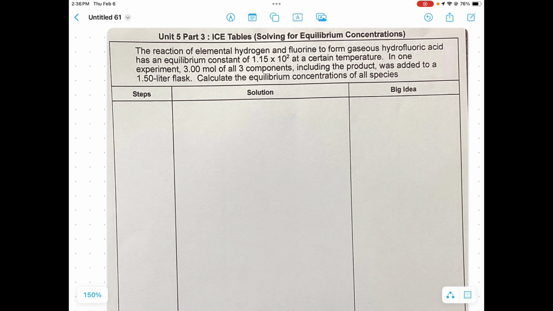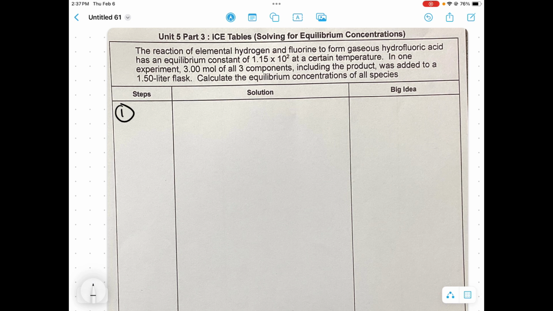Okay, so we're going to take a look at the second type of problem when we need to solve for equilibrium concentrations. In this question, we're reacting hydrogen and fluorine to create hydrofluoric acid. We know the equilibrium constant is 1.15 times 10 to the 2, and we have initial concentrations of all three species. Here we're just asked to calculate the equilibrium concentration for all of these species.